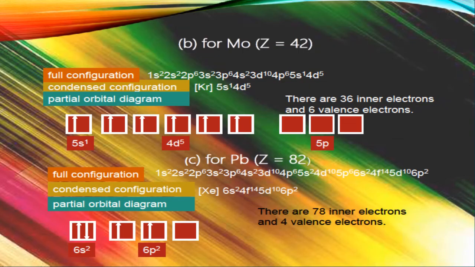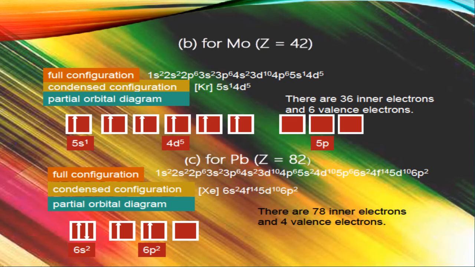Next example is molybdenum. Atomic number is 42. So full configuration is 1s2, 2s2, 2p6, 3s2, 3p6, 4s2, 3d10, 4p6, 5s1, 4d5. So 42 electrons are accommodated. Condensed configuration: the nearest noble gas is krypton, so krypton in the bracket and 5s1, 4d5. And then the partial orbital diagram is shown. Therefore, there are 36 inner electrons and 6 valence electrons.